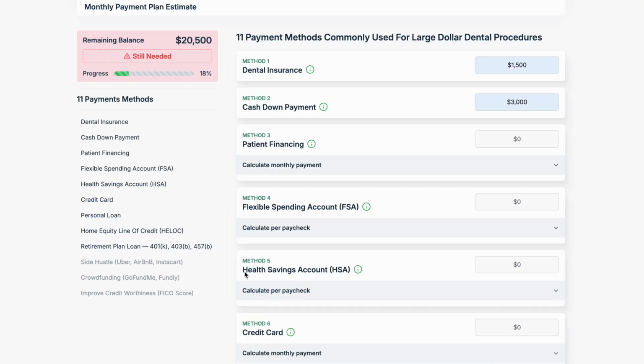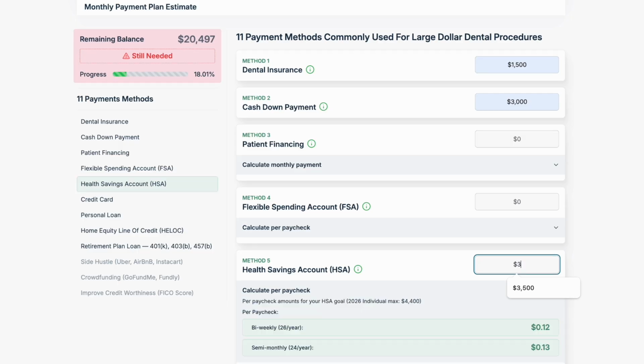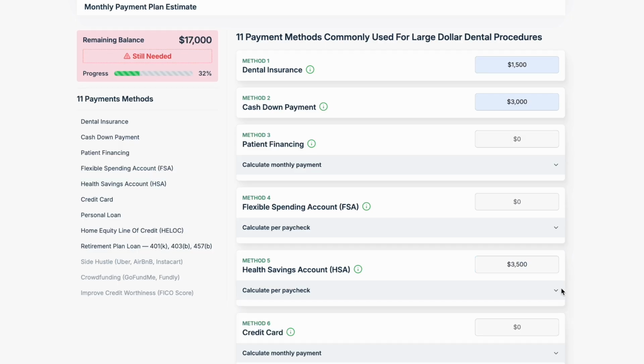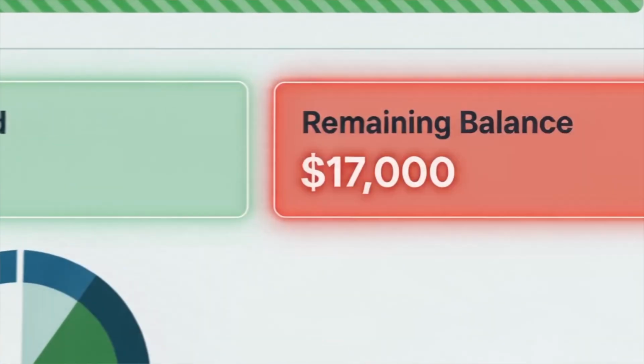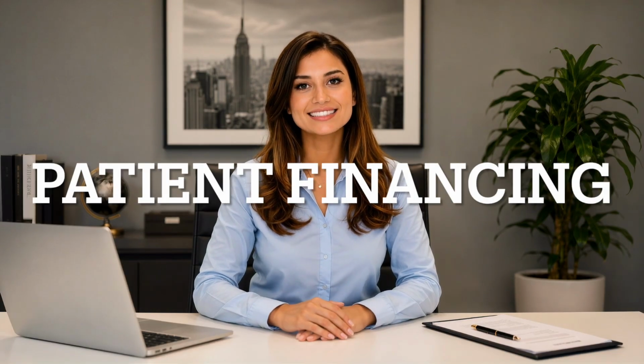Now that we know our patient has $3,500 available through HSA funds, we apply those funds to the patient's payment plan next. This leaves a remaining amount due of $17,000 that obviously needs to be satisfied before she can fully commit to scheduling her implant procedure. At this point, we suggested our patient consider financing the difference.